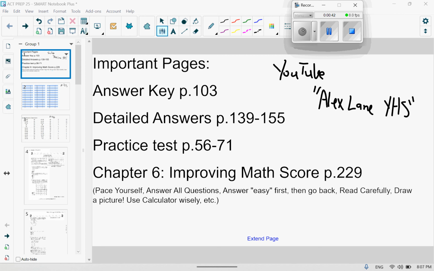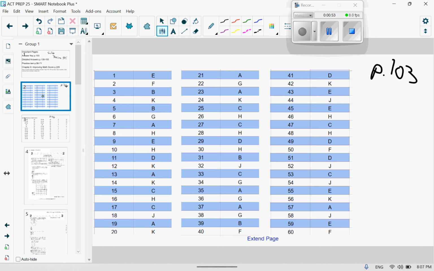There also tend to be 3 or 4 more full ACTs, so there's more math tests and individual answer keys for those things. So just some resources you have. Quickly, here are quick answers that's on page 103. So for example, number 1 was E and all the way down to 60.